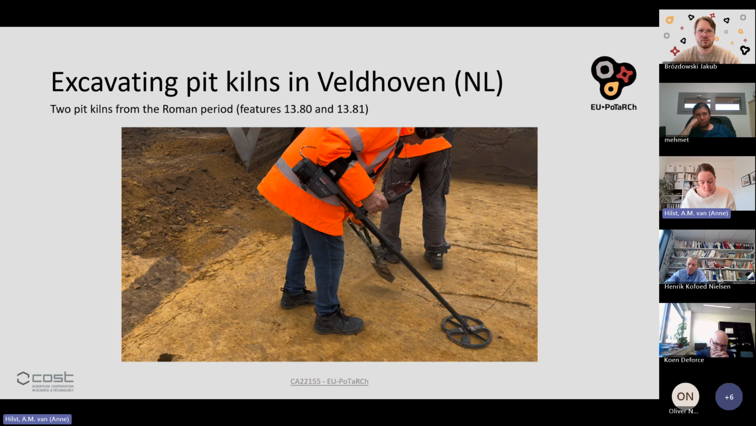I also want to explain that at the site we're going to look at, we only have the bottom parts of the pit kilns left, because the upper part was disturbed by medieval ploughing. I'll show that later in another slide.